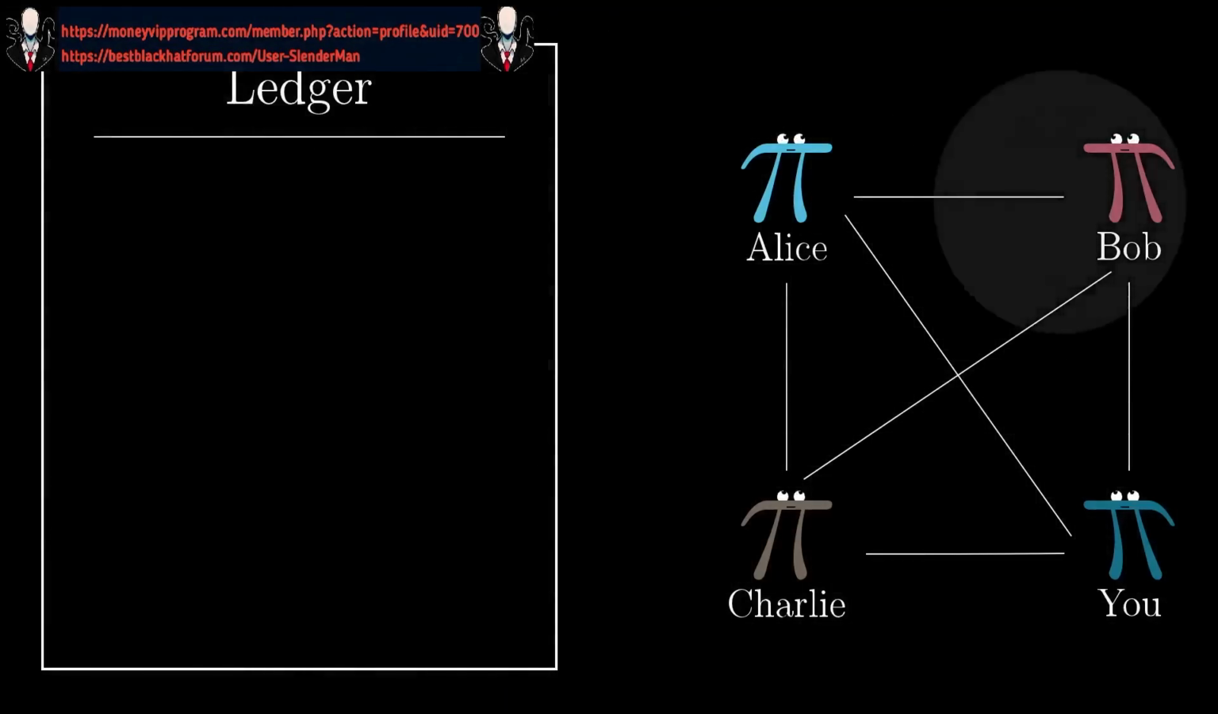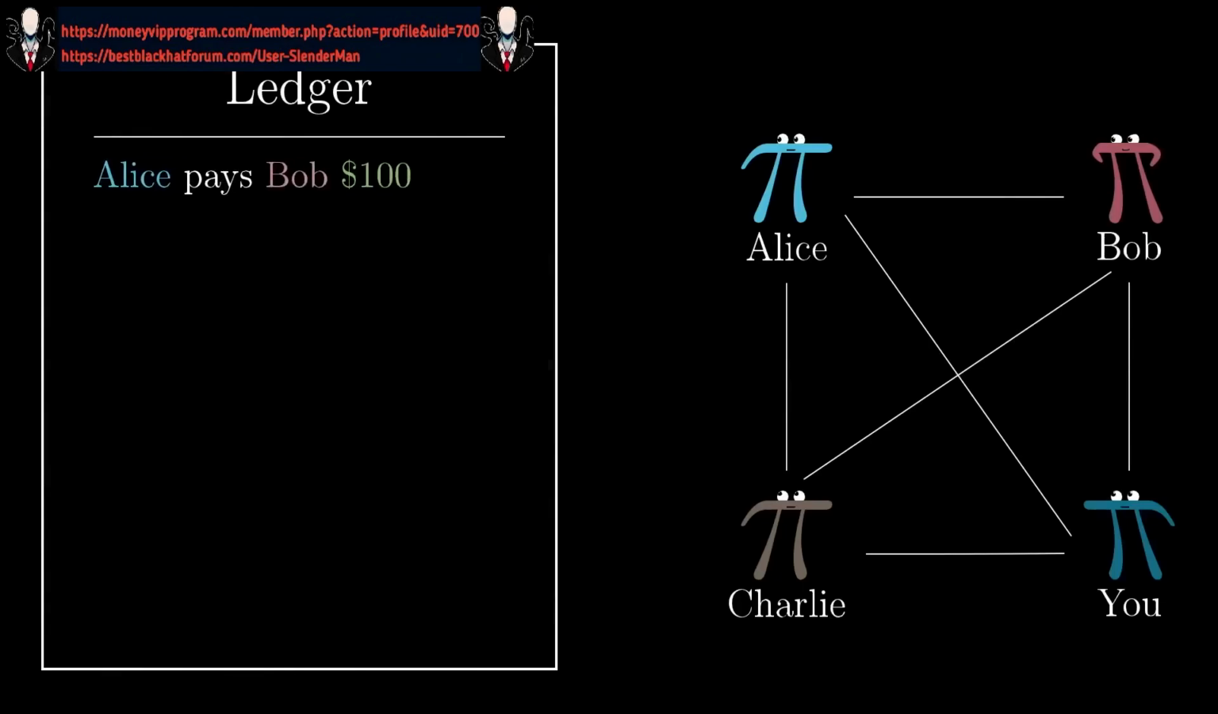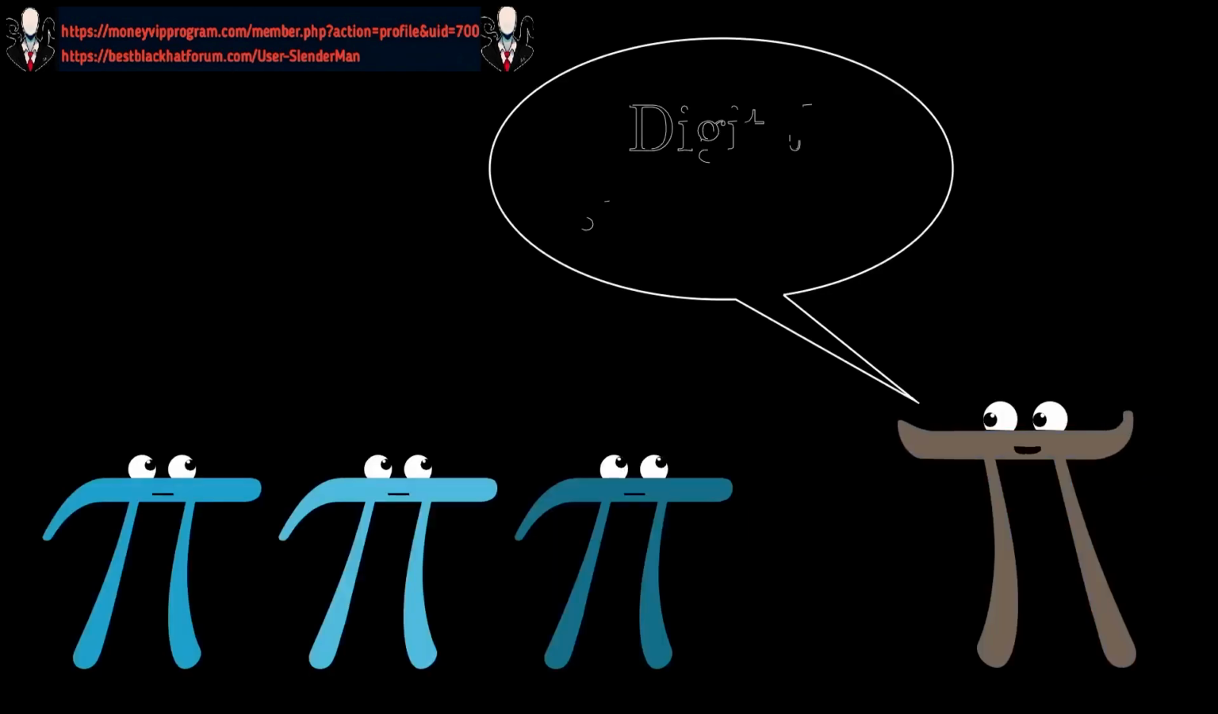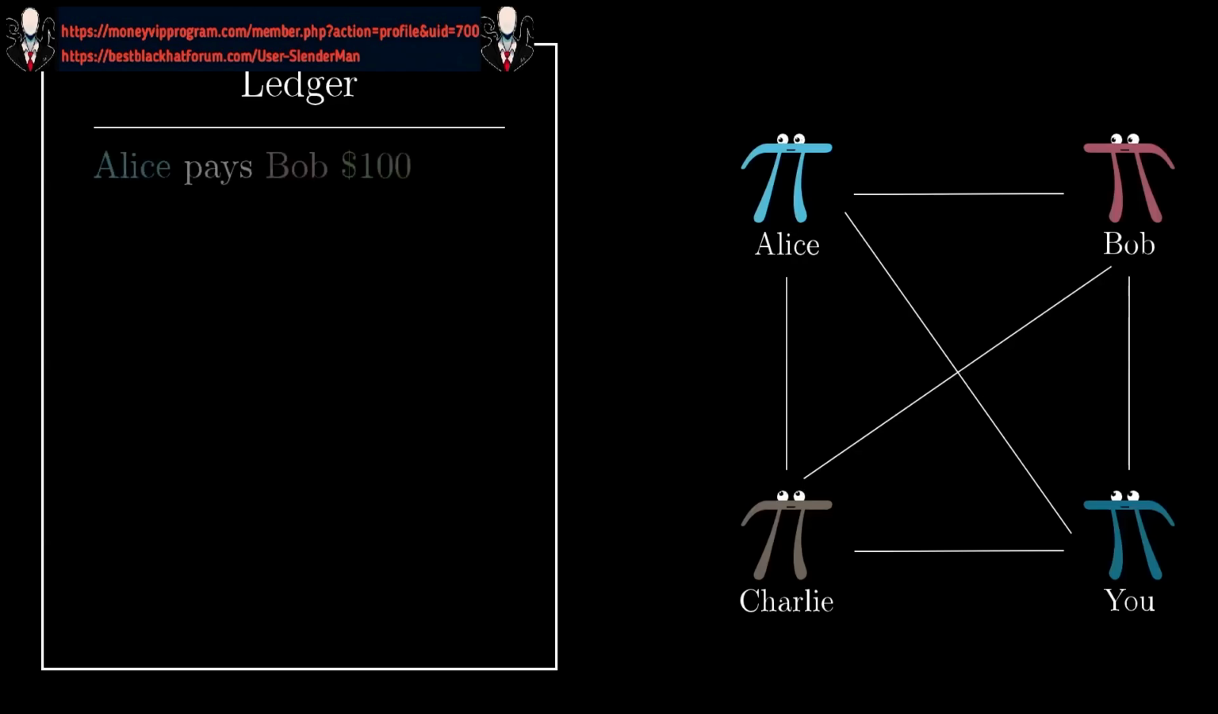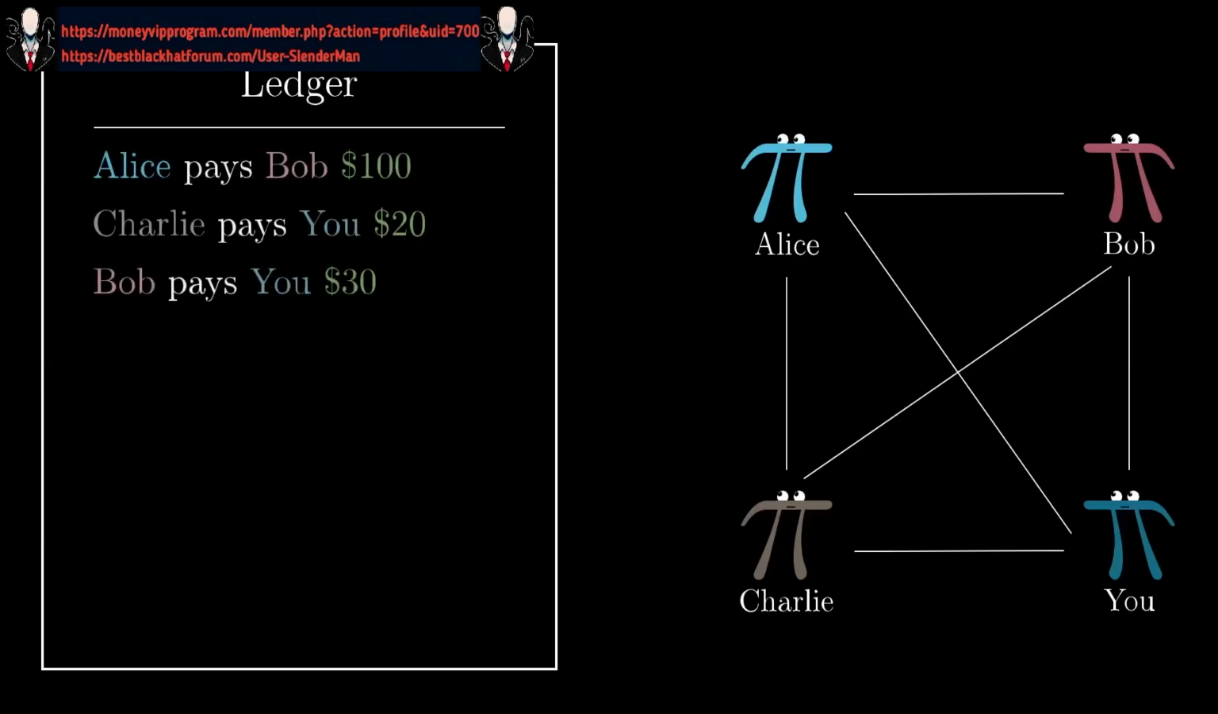So what's to prevent Bob from going and writing Alice pays Bob $100 without Alice approving? How are we supposed to trust that all of these transactions are what the sender meant them to be? Well, this is where the first bit of cryptography comes in: digital signatures. Like handwritten signatures, the idea here is that Alice should be able to add something next to that transaction that proves that she has seen it and that she's approved of it. And it should be infeasible for anyone else to forge that signature.